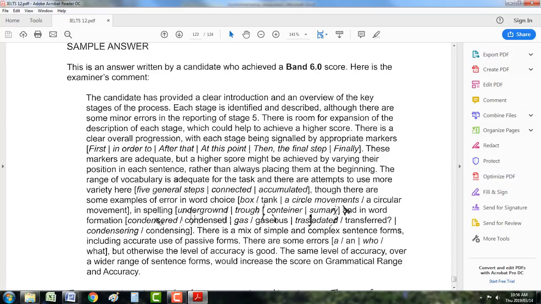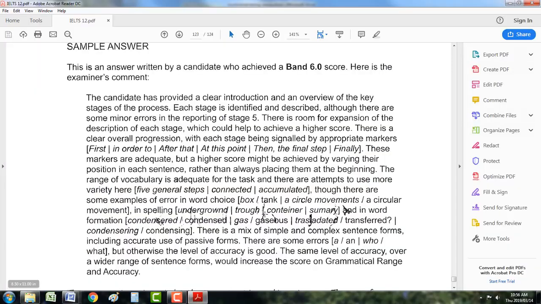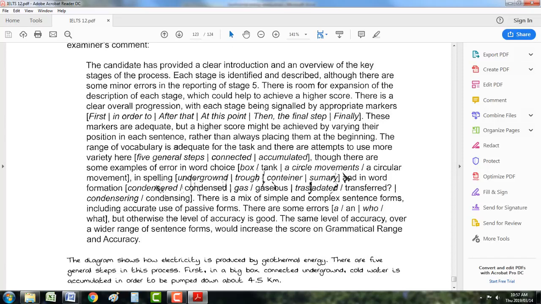These markers are adequate, but a higher score might be achieved by varying their position in each sentence rather than always placing them at the beginning. So that's what we did over here. We put it at the end of the process. Just once is enough. The range of vocabulary is adequate. That's fine. Vocabulary is the vocabulary. Some spelling mistakes, that's not forgivable. I can understand a couple of these, but really you should know through is not true. Don't make these easy spelling mistakes.